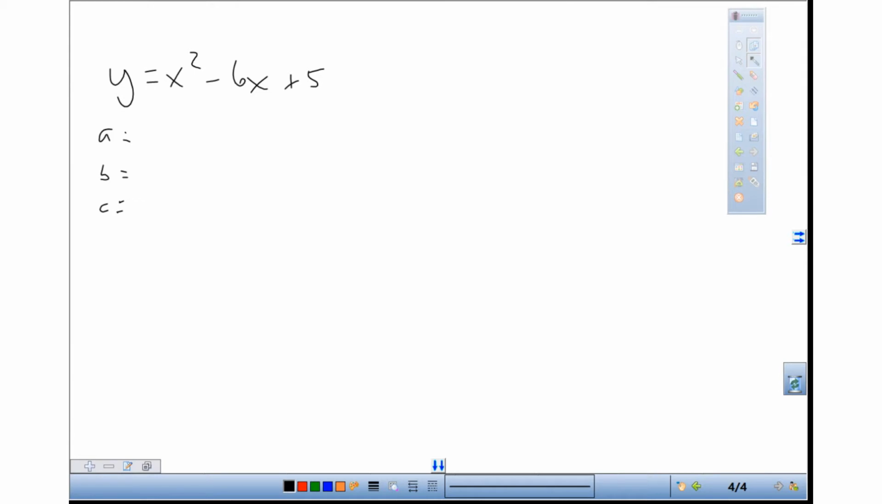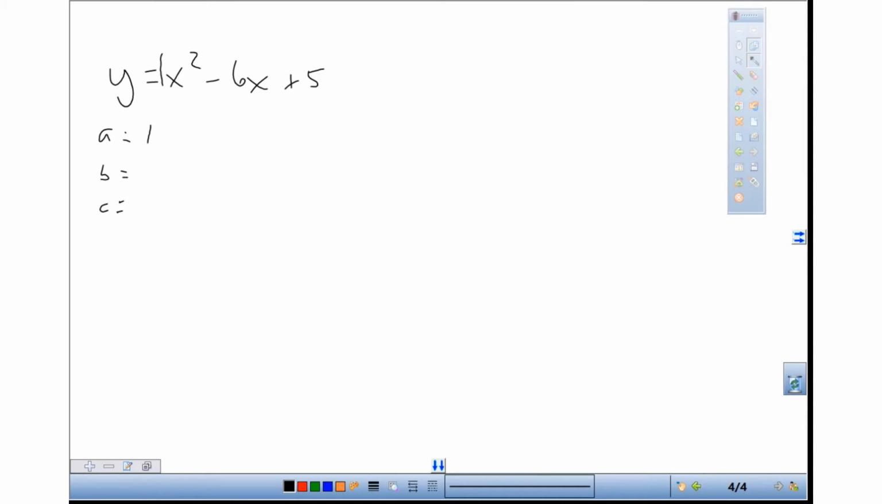Now, A is associated with the number that is going to be in front of x squared every time. So if we don't have an x squared, then we don't have a quadratic function, right? And so if you look at the number, there isn't one. So we know that there's going to be a 1 there. So that means that A is 1.